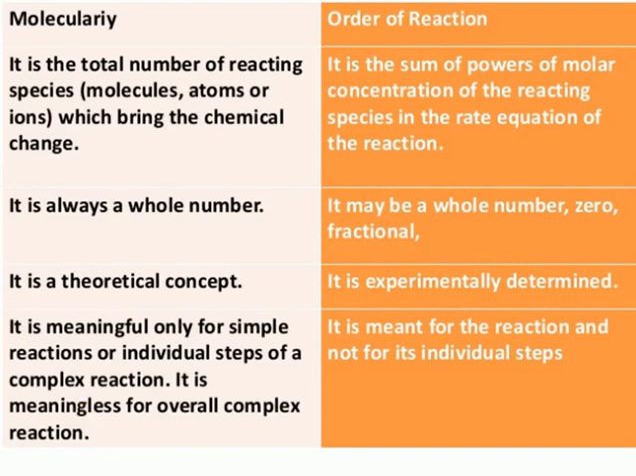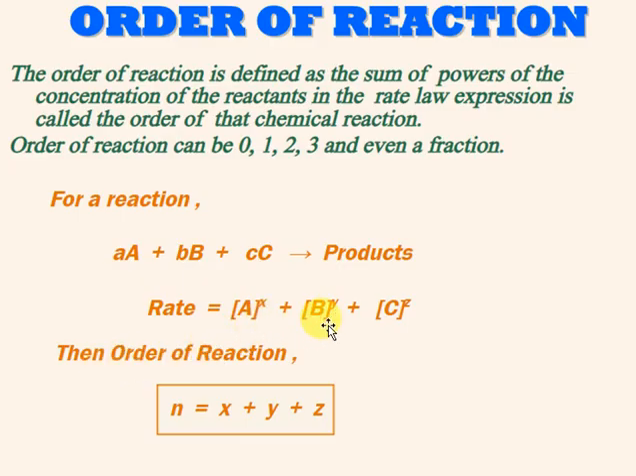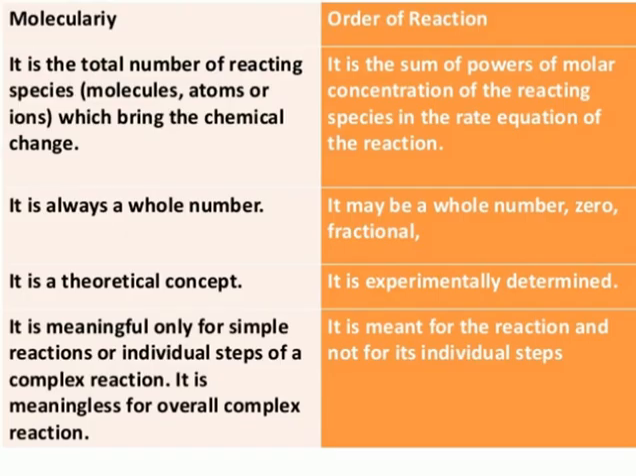So once again, whatever values we get for x, y, z, we find them experimentally. You cannot say from this equation that the x value is equal to a, the y value is equal to b, and the z value is equal to c. I cannot say that. Only experimentally can we say. So the order is the sum of the powers of the concentration terms of the reactants. The order applies to the overall reaction, not a single step. The order is represented by small n.